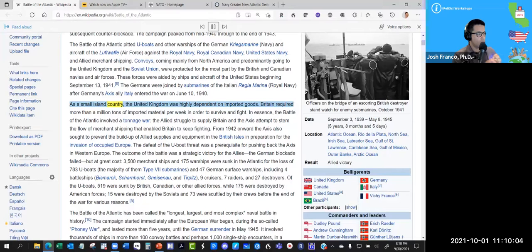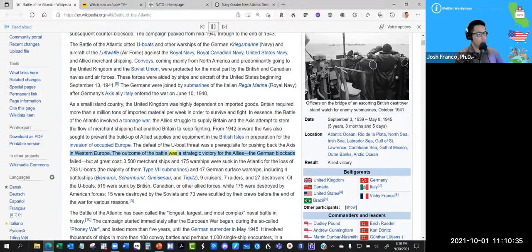As a small island country, the United Kingdom was highly dependent on imported goods. Britain required more than 1 million tons of imported material per week in order to survive and fight. In essence, the Battle of the Atlantic involved a tonnage war, the Allied struggle to supply Britain, and the Axis attempt to stem the flow of merchant shipping that enabled Britain to keep fighting. From 1942 onward, the Axis also sought to prevent the buildup of Allied supplies and equipment in the British Isles in preparation for the invasion of occupied Europe. The defeat of the U-boat threat was a prerequisite for pushing back the Axis in Western Europe.